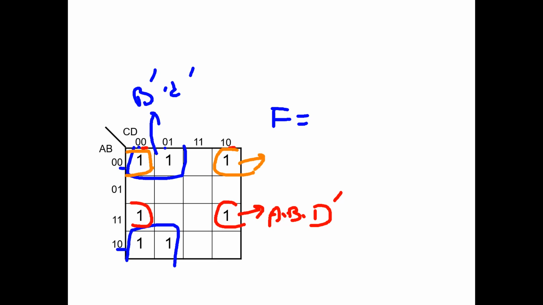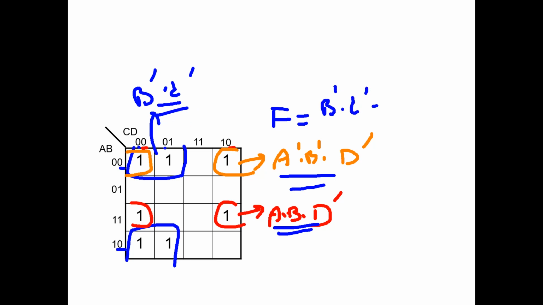So A, B is 0, 0, right? A prime and B prime and D is 0, 0, so D prime. So C disappears. That means your function is what? The sum of these three product terms, namely B prime, C prime plus A and B and D prime plus A prime and B prime and D prime. Finish. Okay, very easy.